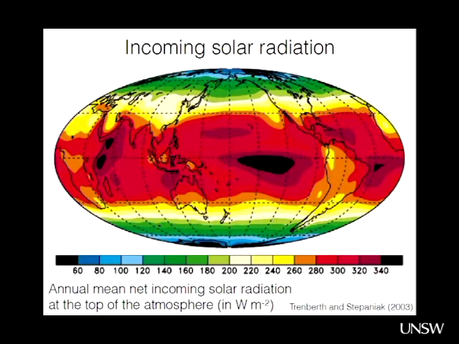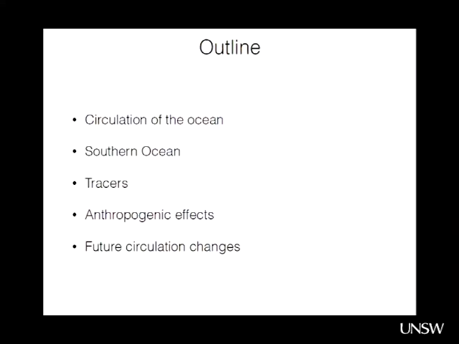Okay, so to start with, what drives ocean circulation? This picture you've probably seen some form or other already. So it's incoming solar radiation that is absorbed at the surface of the Earth.